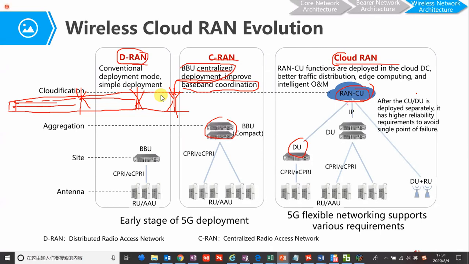You can see this structure looks like our 2G and 3G, like the RNC, like BTS, or BSC and BTS, like 2G and 3G.